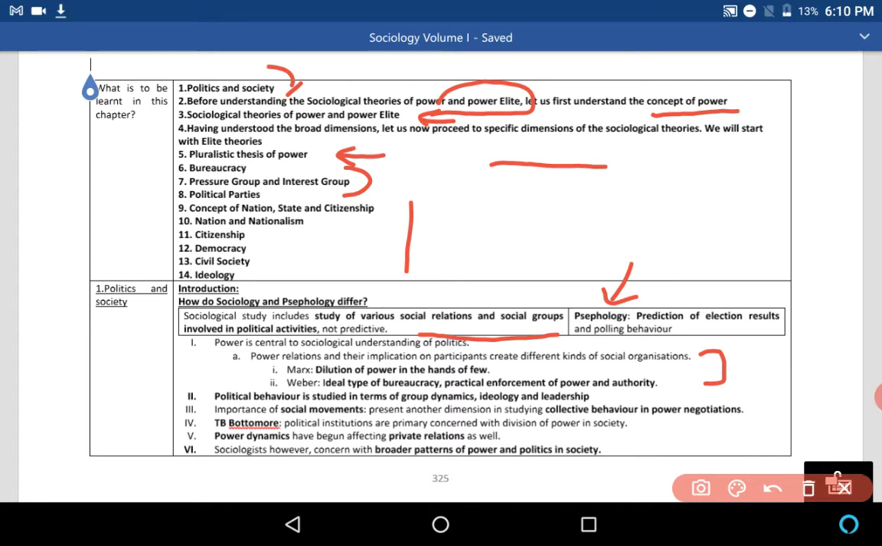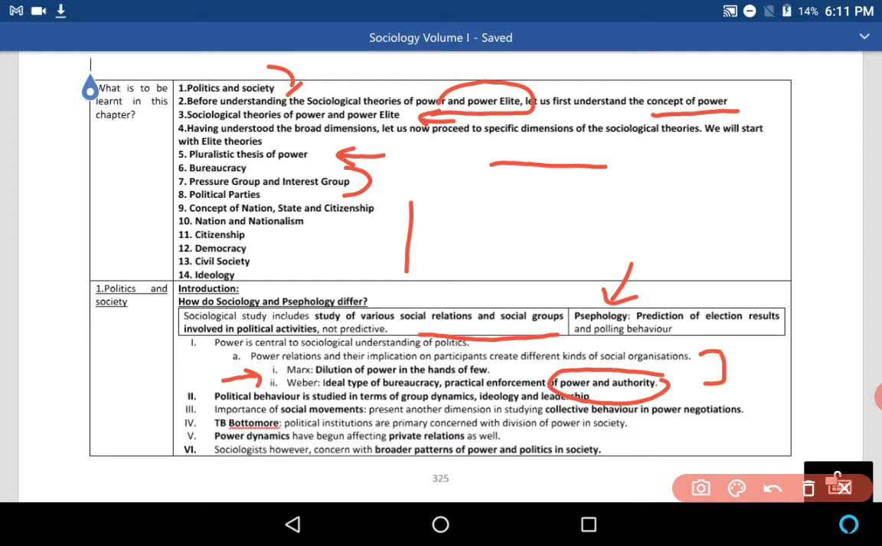Now, Marx, to introduce you, you would already have gone through conflict theory. Marx is of the opinion that power is concentrated in the hands of a few, and most of his thesis is based upon two classes, with one class having disproportionate power and influence over the other class. In Max Weber's thesis of bureaucracy, you will see how he considers the concept of power and authority.